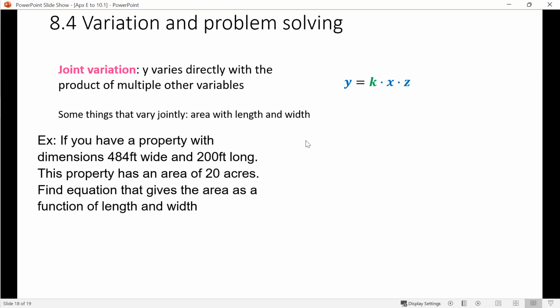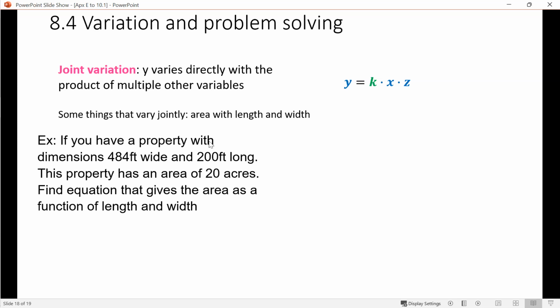Now let's take a look at joint variation. Joint variation, y varies directly with the product of multiple variables. So some things that vary jointly are going to be like area varies jointly with the length and the width of a rectangle. Okay. So let's look at an example.